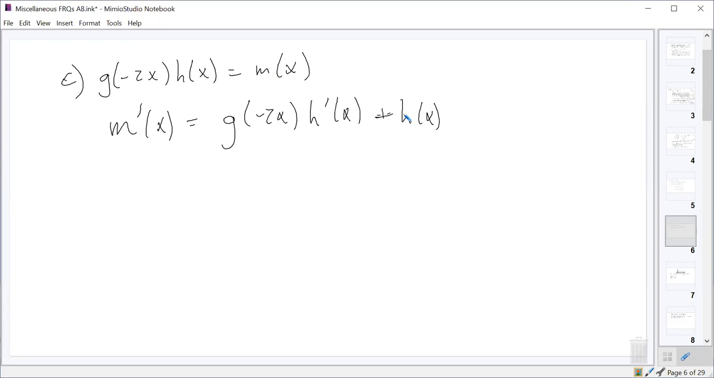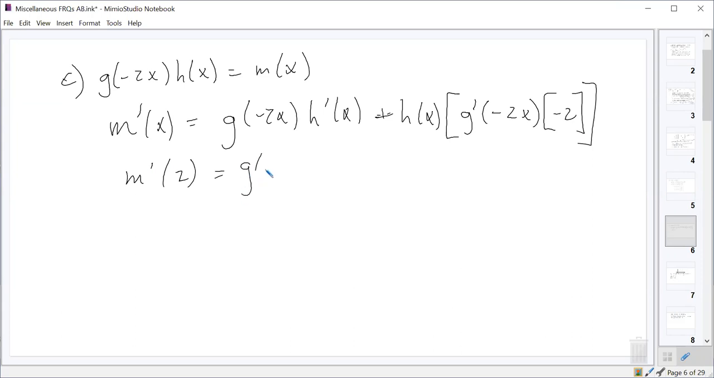What's the derivative of g of negative 2x? The chain rule, right? Derivative of the outside function evaluated at the inside function times the derivative of the inside function. So there's m prime. We want m prime of 2. So that would be g of negative 4, h prime of 2 plus h of 2 times negative 2 g prime of negative 4.